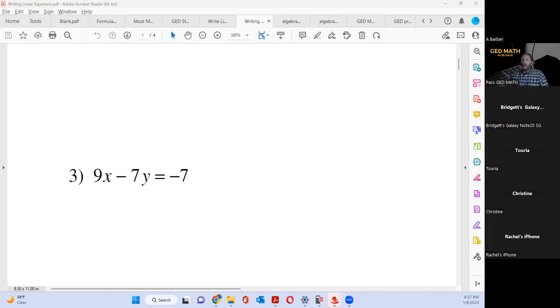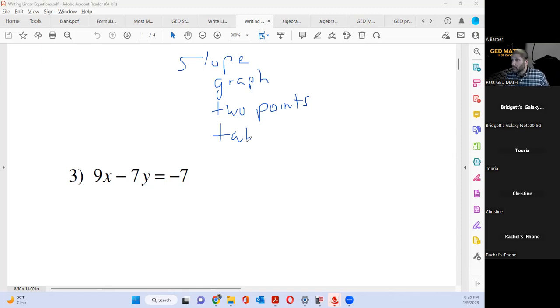I guarantee you, if you're talking about slope, you need to be able to find the slope from a graph. You need to be able to find a slope from 2 points. You need to be able to find the slope from a table. Then you need to be able to find a slope from an equation. And there are 2 equations you should be familiar with: slope-intercept and standard.